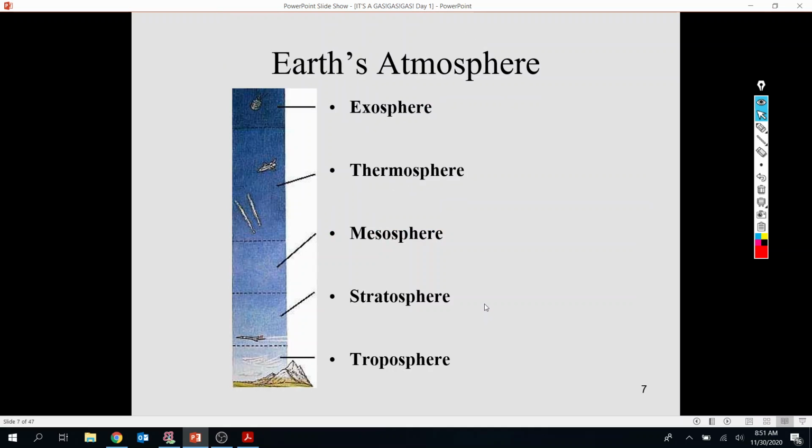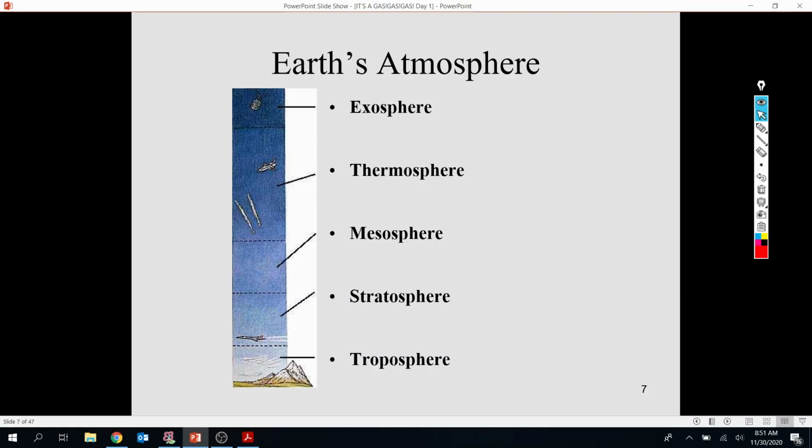Let's look at this a little bit, just to give you some of the layers. We have the troposphere, which is the first 11 to 20 kilometers, depending on how you measure. And this is where our weather occurs, where our aircraft fly, and everything related to that.